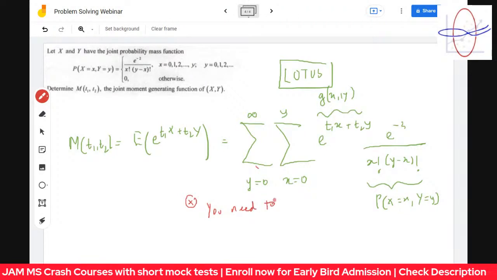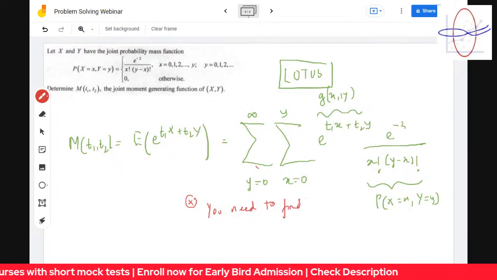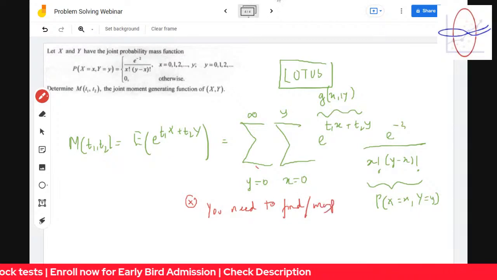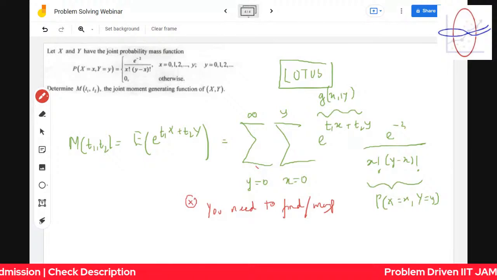There are a lot of problem solving strategies like this. You need to find or map. So Sneha, I think Sneha recently faced a problem, right? Like the MGF one. I hope you understood the strategy, right, Sneha? After that, she asked me in the one-on-one group.